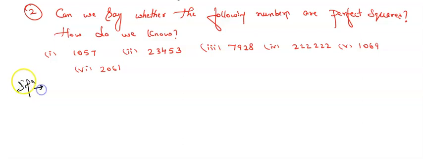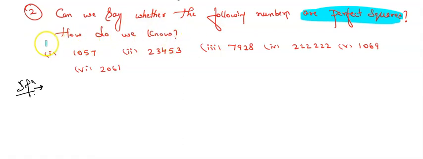Now here, the question is, can we say whether the following numbers are perfect squares? He is asking to check whether the given numbers are perfect square numbers or not. And how do we know? How can you say that it is a perfect square? You need to give the reason. As you can see, sub question 1, 1057. Is it a perfect square? Yes or no? I'll give you the hint.